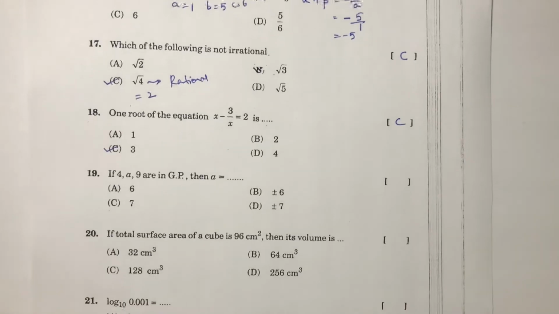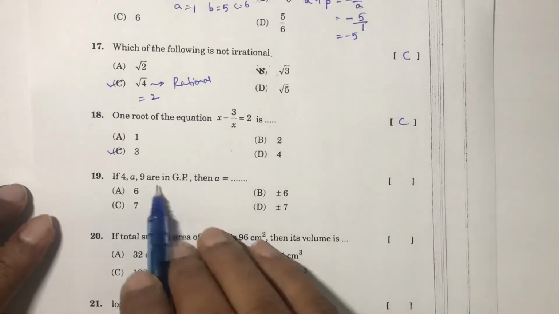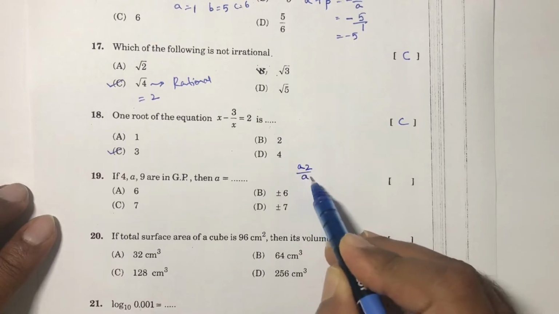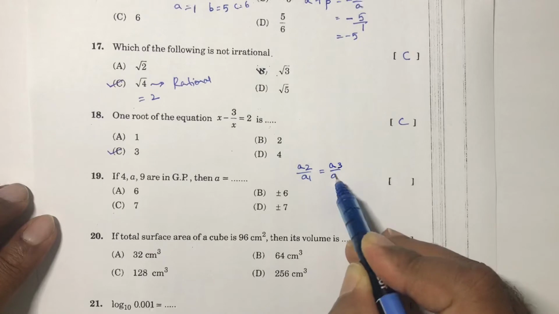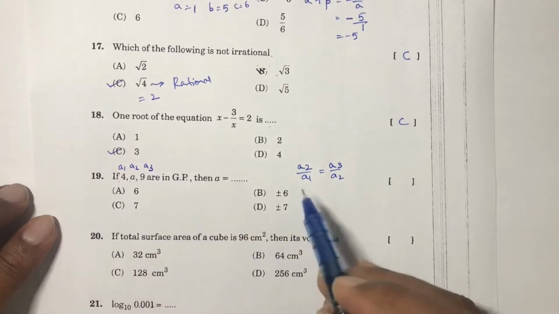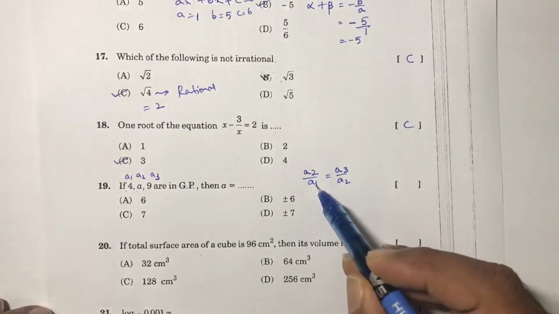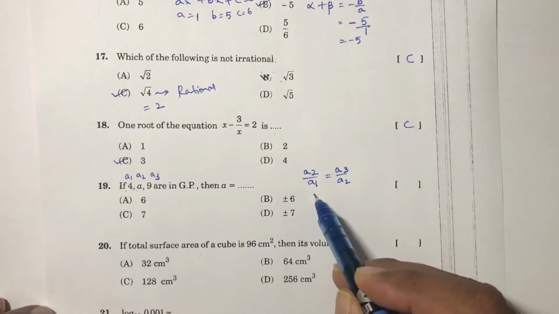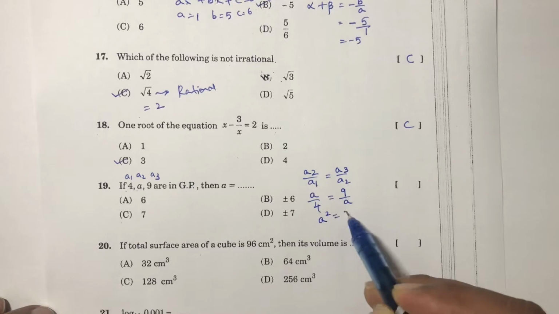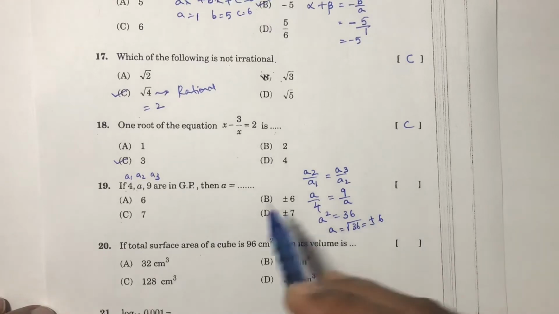Next one. Now in Telangana we don't have GP for this exam. But if A, B, C are in GP, suppose 3 terms A1, A2, A3 are in GP, then A2 by A1 equals A3 by A2. Like in AP, A2 minus A1 equals A3 minus A2; in the same way, in GP the common ratio will be the same. So A by 4 equals 9 by A, so A square equals 9 into 4, 36. A equals root 36, which is plus or minus 6. Correct option is B.